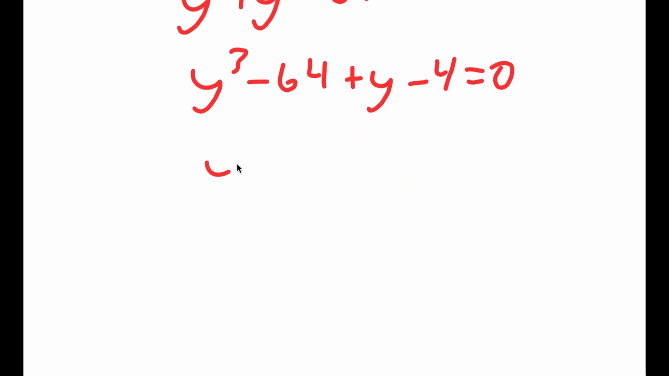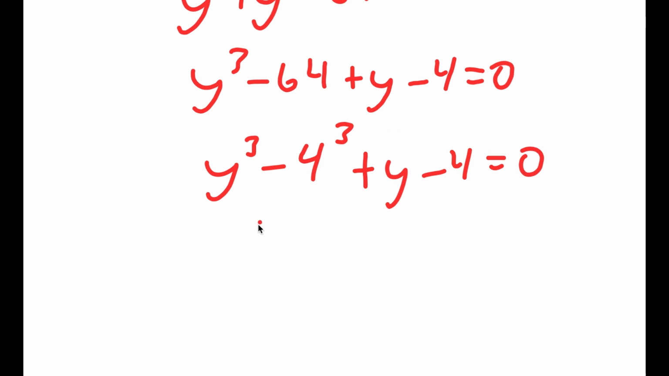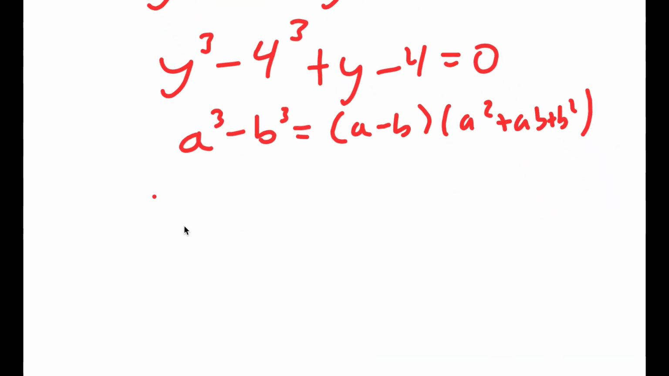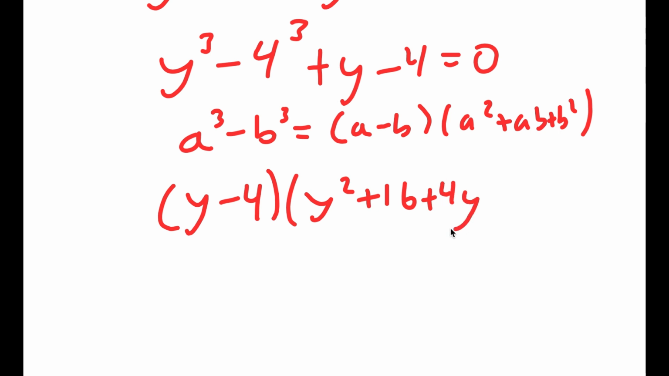Now 64 is the same thing as 4 to the power of 3. So I have y to the power of 3 minus 4 to the power of 3 plus y minus 4 is equal to 0. And if I have something in the form a to the power of 3 minus b to the power of 3, this is equal to a minus b times a squared plus ab plus b squared. So in this case, this is going to equal y minus 4 times y squared plus 16 plus 4y, plus y minus 4.